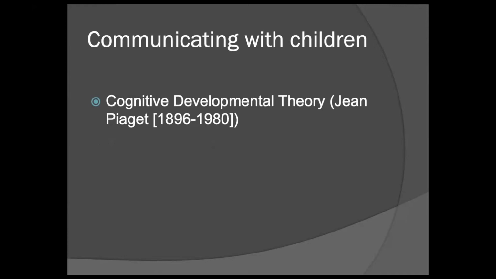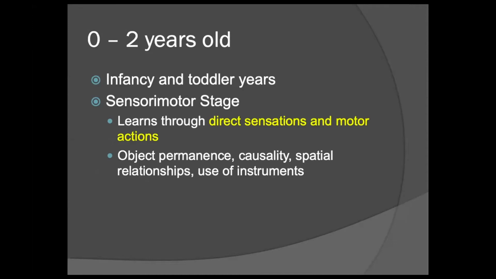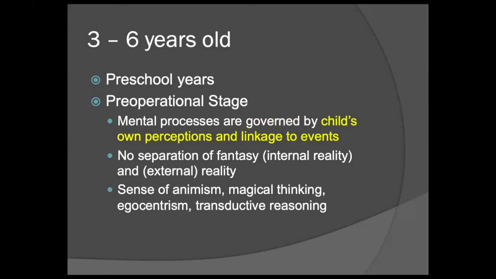So the key to the nuts and bolts of communicating with all children, including children with special needs, is guided by understanding the child's cognitive development theorized by Piaget. I will just run through this. The first age group is the 0 to 2 years old, which is the infancy to the toddler years, and this is characterized by the sensorimotor stage. Children at this age learn through direct sensations and motor actions, and they master concepts such as object permanence, causality, spatial relationships, and use of instruments.